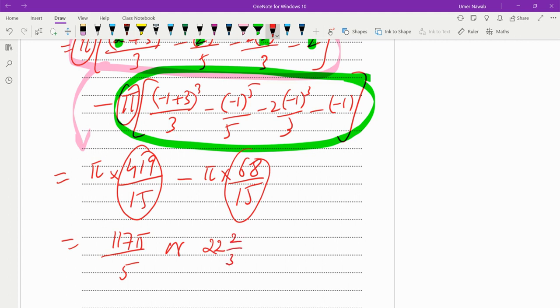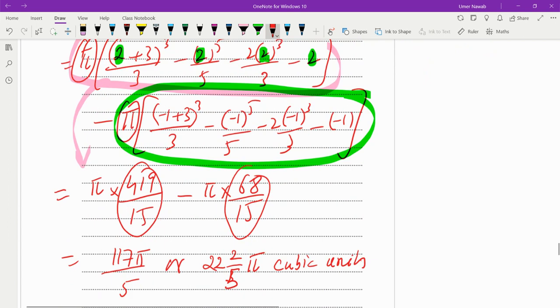or you can also evaluate it by using 3.142 and multiplying it with this value, but it should be 3 significant figures. Don't forget to write cubic units. So that's all for the volume question.